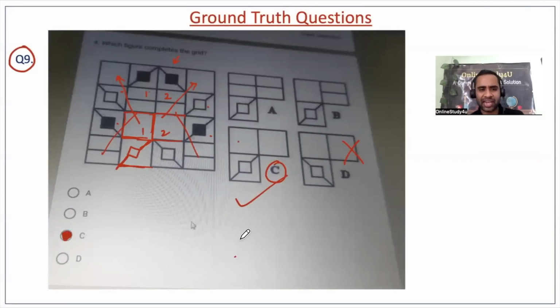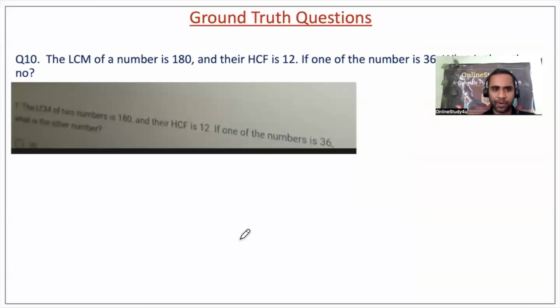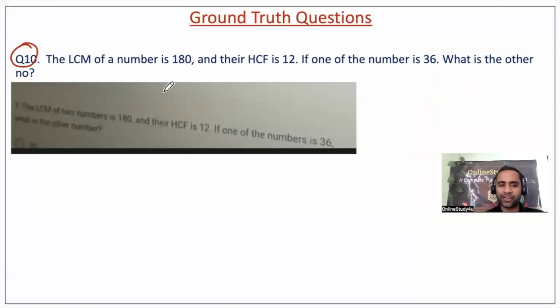So friends, you might think in a different way, right? But the logic should be complete. You should have a proper logic to solve the question. Okay, now friends, next problem, question number 10. LCM of two numbers is 180 and their HCF is 12. If one of the numbers is 36, then what is the other number?